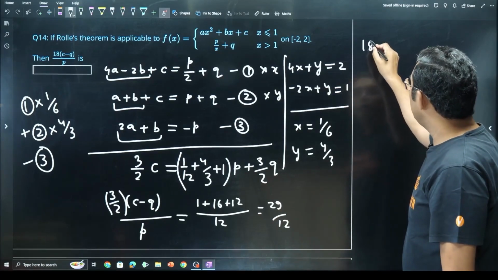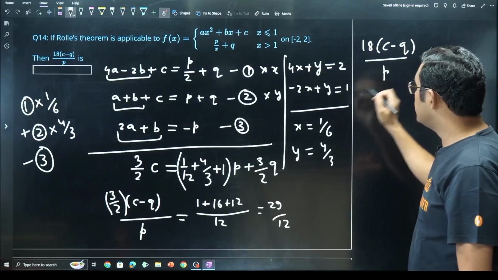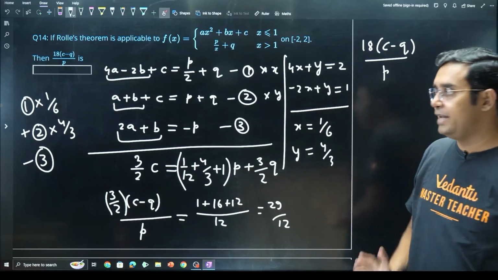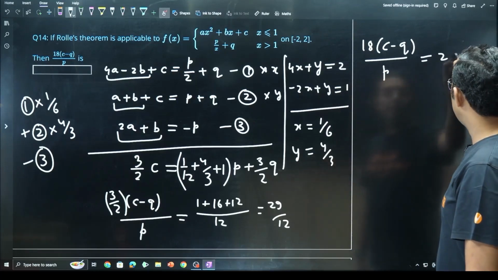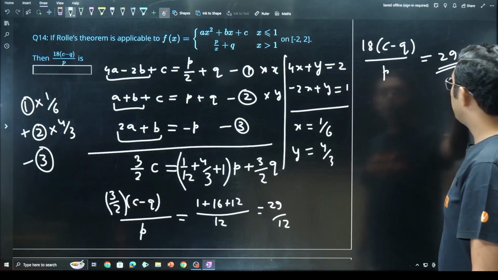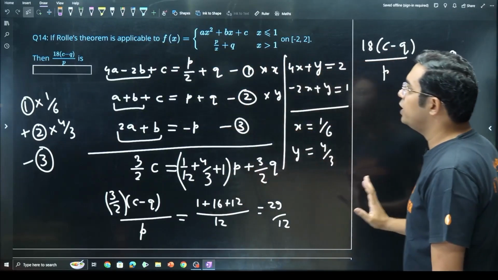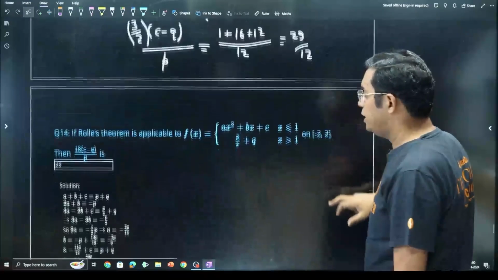So 18 into (c minus q) upon p. For that I multiplied by 12 both sides. 12 into 3 by 2 is 18. 12 into 3, 36 by 2, 18. And the right hand side it will become 29. So answer for this question should be 29. Bit tricky question for this portion only. Otherwise this was easy. I think you will not find it difficult.